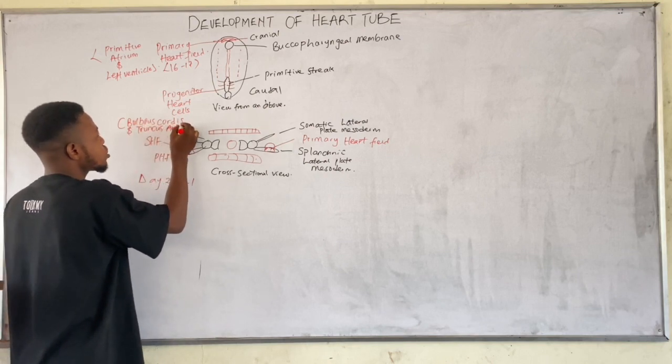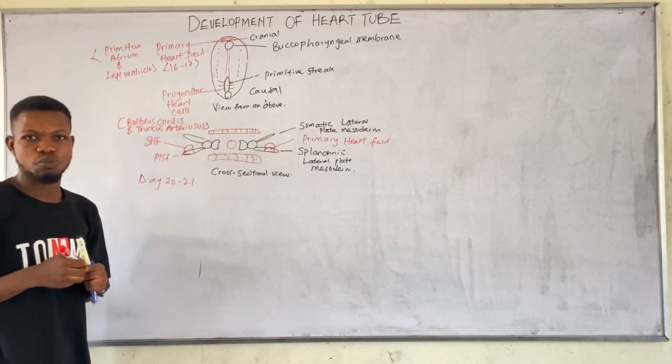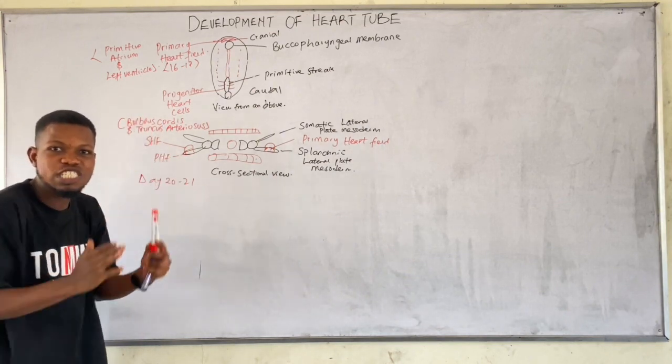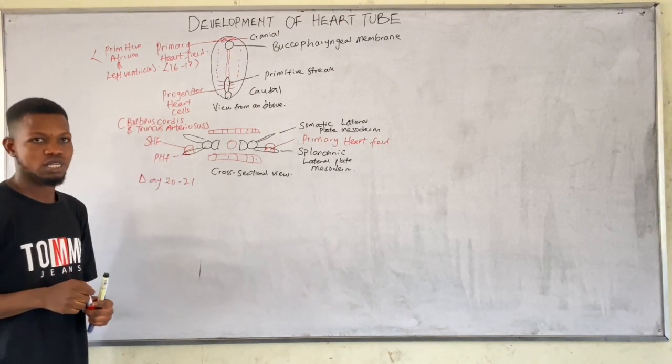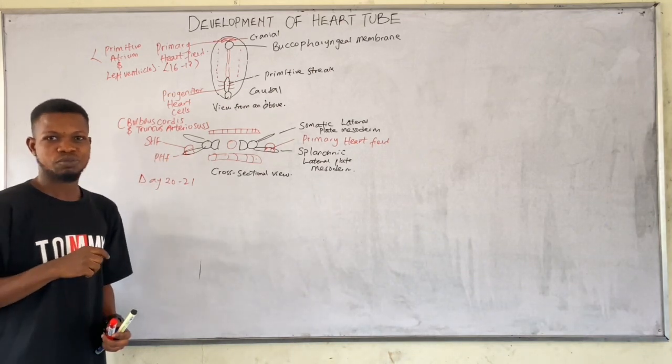Yeah, truncus arteriosus. So that's what the secondary heart field will form. You see this thing that I'm saying, you are going to understand later on when I explain the structure of the heart field in detail. Now, we have formed the primary heart field and the secondary heart field.